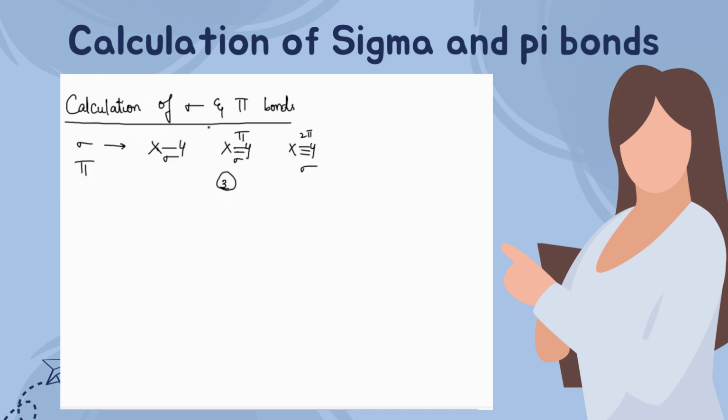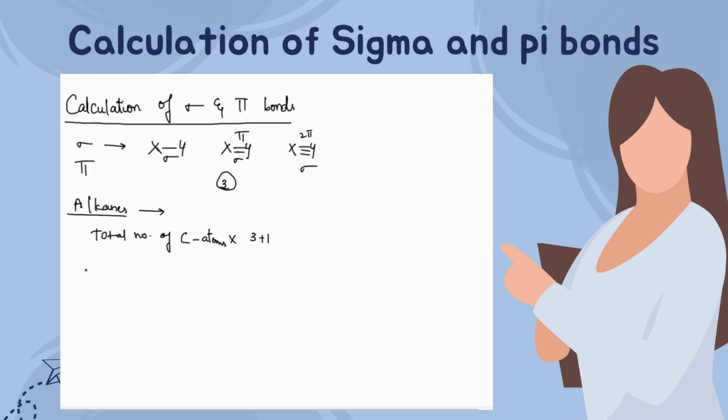Since we are talking about the calculation of sigma and pi bonds in organic compounds, the most common organic compounds that we come across are hydrocarbons, that is alkanes. So let us know the formula to find sigma bonds in alkanes. The formula is total number of carbon atoms into 3 plus 1.